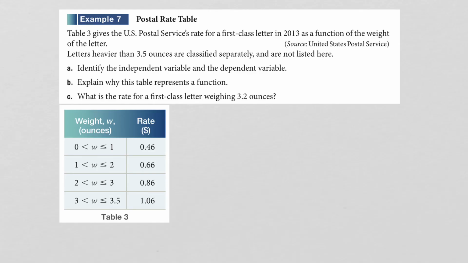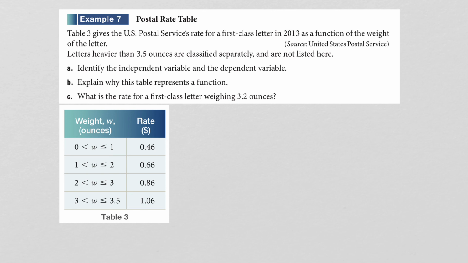In the next example, we have a function that is given by a table, and it says that Table 3 gives the U.S. Postal Service's rate for a first-class letter, this is in 2013, as a function of the weight of the letter in ounces. Letters heavier than 3.5 ounces are classified separately and are not listed here.